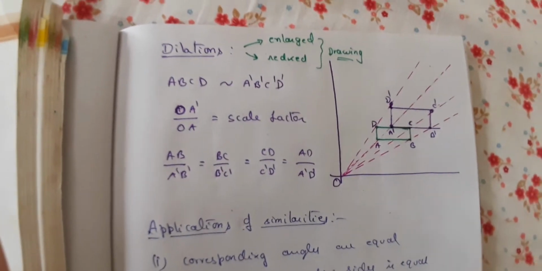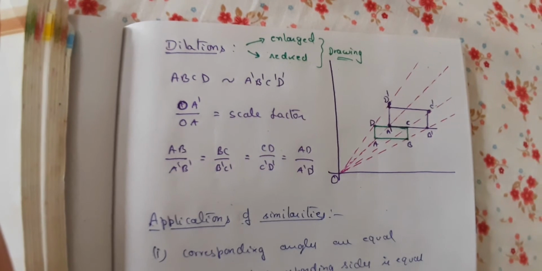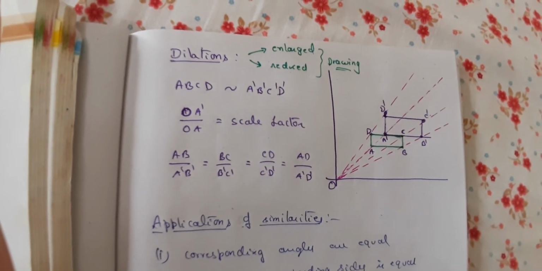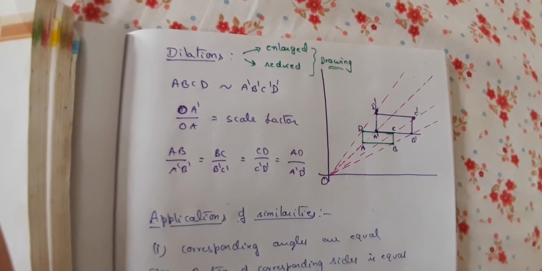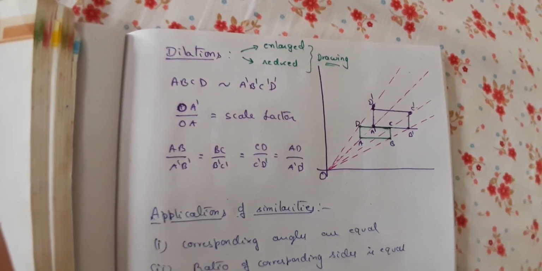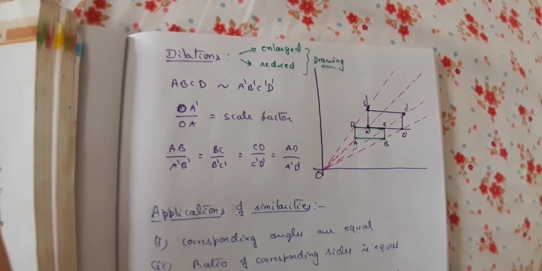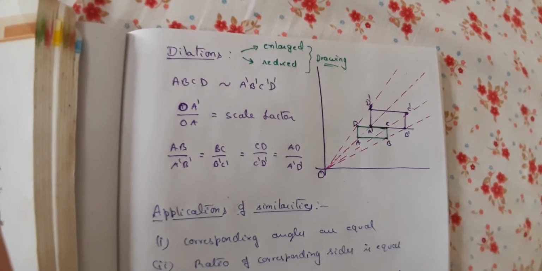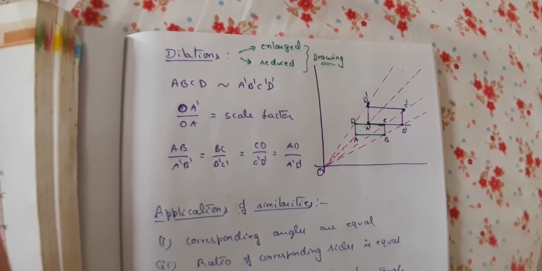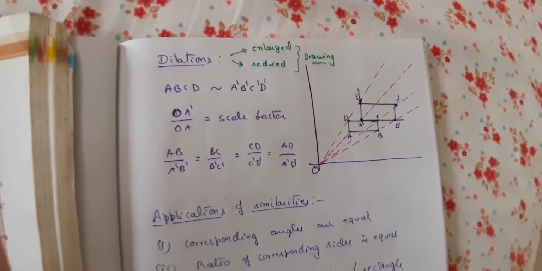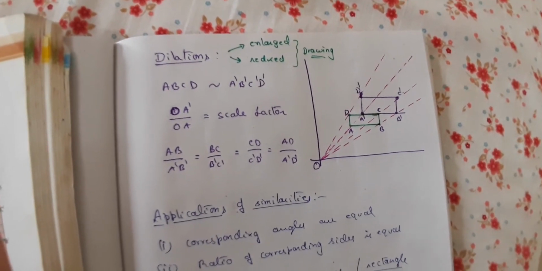So the next one is how to draw a similar figure of a given figure. It can be an enlarged figure or a smaller figure, but it should be quite similar to the original one. So in mathematics we have a process called dilation.